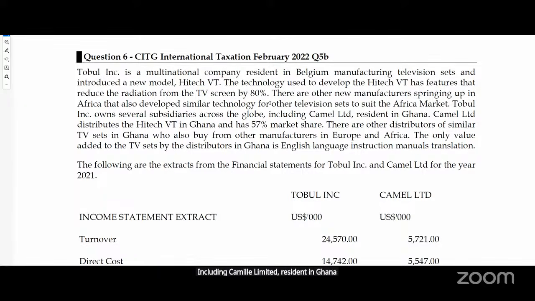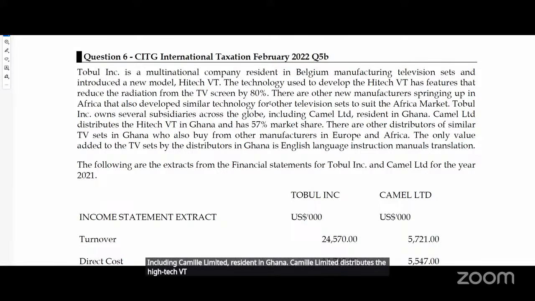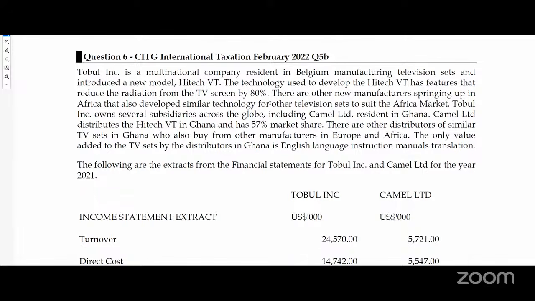Camel Limited distributes the high-tech VT in Ghana and has 57% market share. So you see how it happens. Tobol manufactures, then who distributes? Camel Limited. Camel distributes, right? So you are looking at those features.